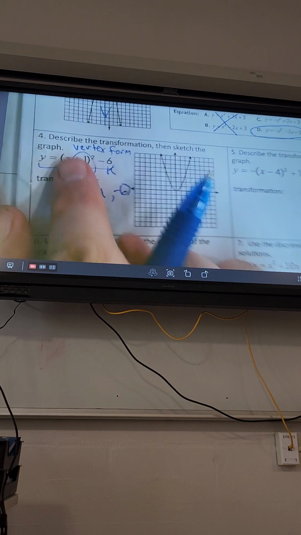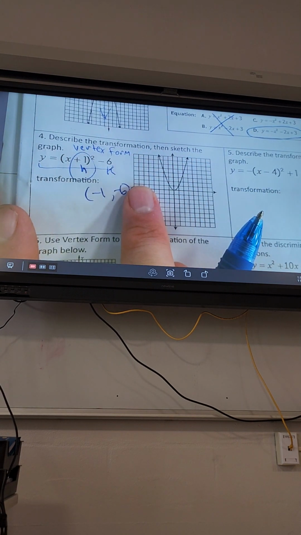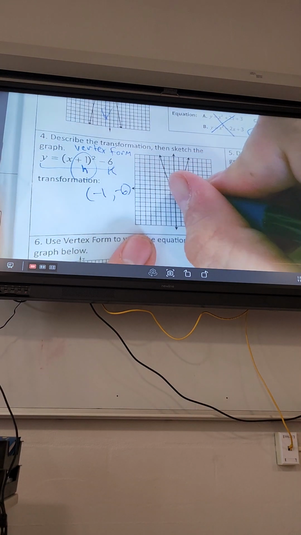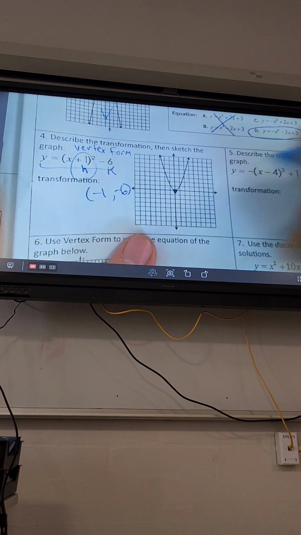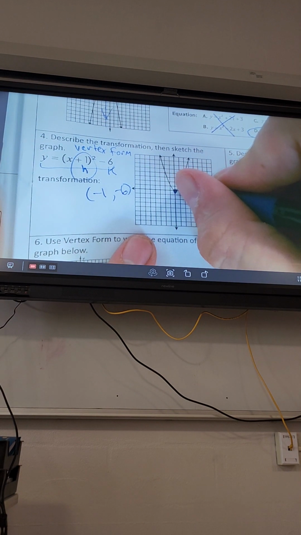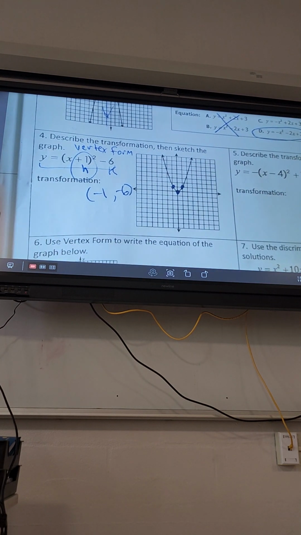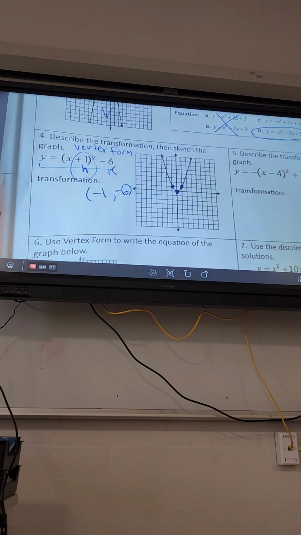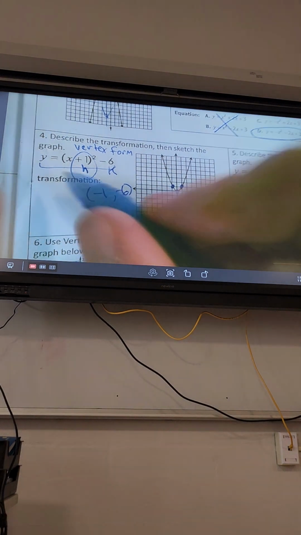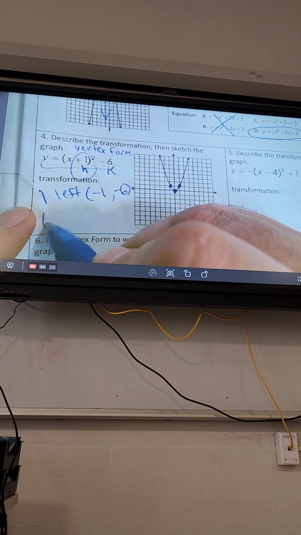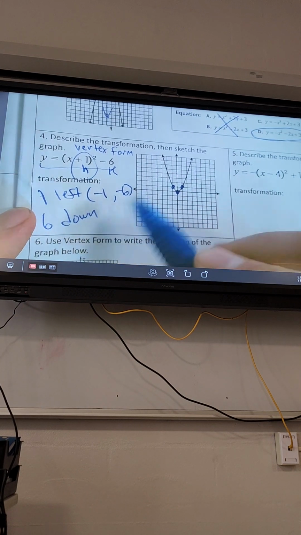So what this is asking you to do is describe the transformation and sketch it. So we're going to highlight a few key important points of our normal graph. Our normal graph is a vertex at 0, 0, and a point 1 to the right, and 1 up, and 1 to the left, 1 up. We're going to move all those points via our vertex. So our transformation is going to be 1 to the left, and then 6 down. Right? You guys see that?